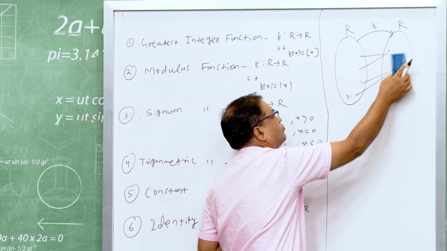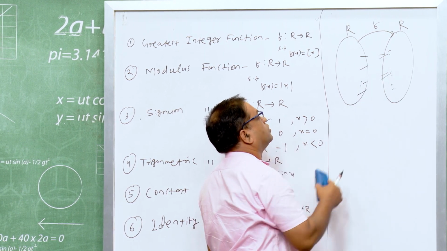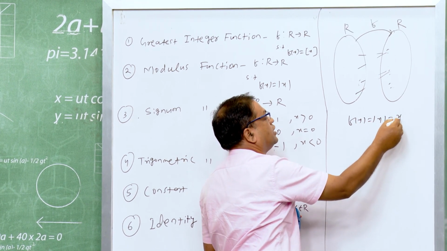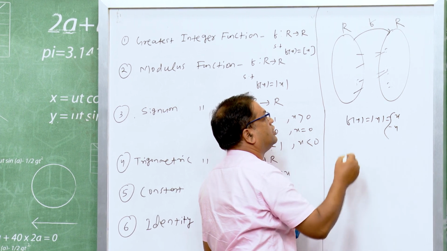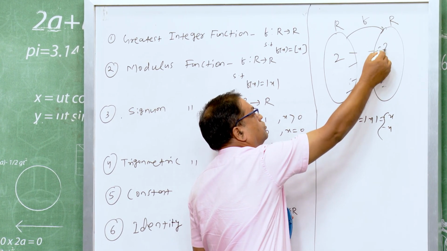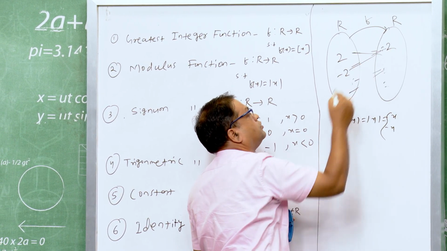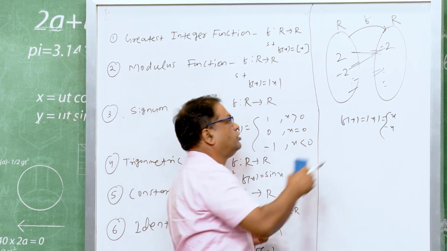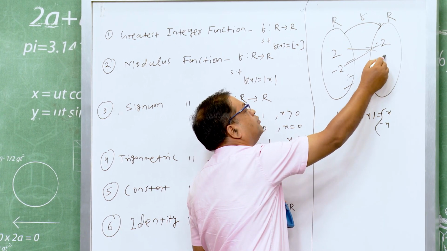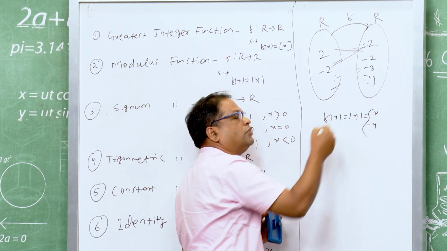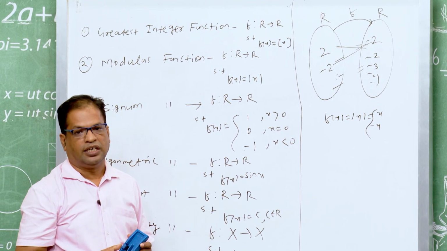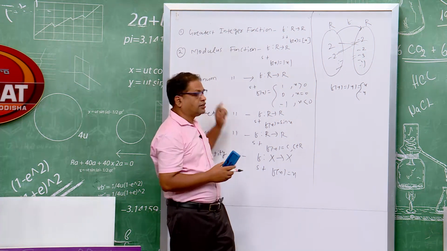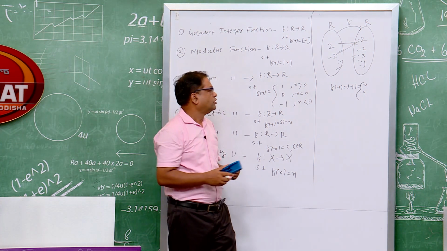Next is the modulus function. What is the modulus function? f(x) = |x|, it can be x or minus x. So 2 goes to 2, and minus 2 is also related to 2. So this is again a many-one function, and also the negative real numbers do not have any pre-image. So the modulus function is again neither 1-1 nor onto.